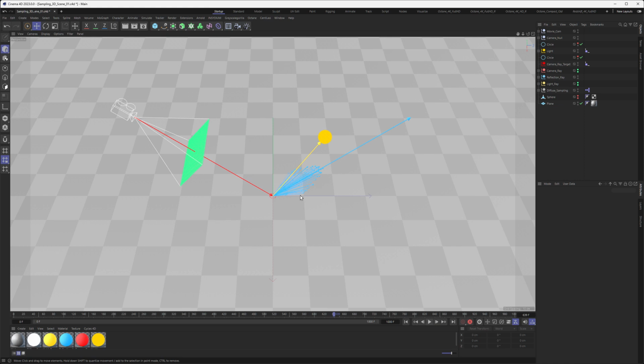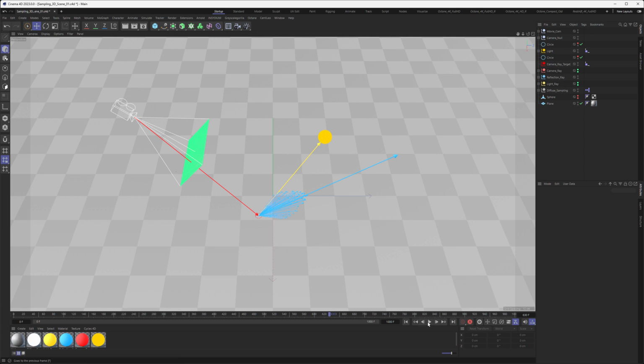So if we move our rays around, then of course the reflection is going to behave differently than the direct light ray, because the reflection is dependent on the incoming angle, and that is driving the outgoing angle, while the direct light ray always hits the light directly.